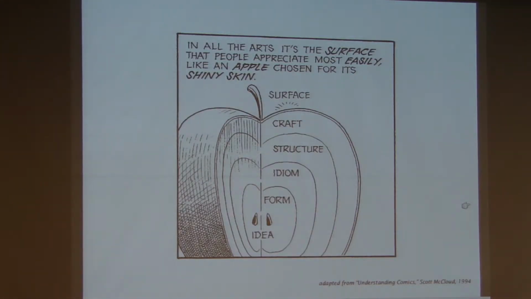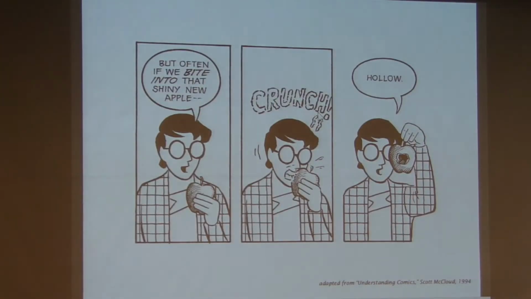And so here's back to the Scott McCloud book, just pointing out that you can sort of go from an inner core to an outer core. And in the book, he spends a lot more time on this that isn't in this lecture, but I just went back and read it last night. It's very interesting. But people see the surface, but just having the surface by itself is not enough. If we bite into that shiny new apple and it's empty, then yuck.